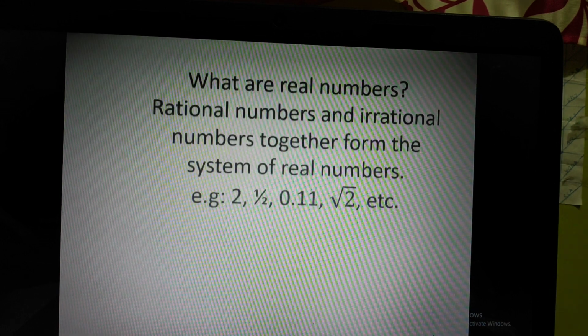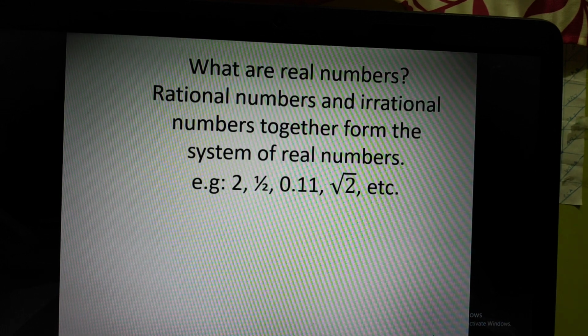What are real numbers? Dear students, they are the rational numbers or irrational numbers. Rational numbers and irrational numbers together form the system of real numbers. Some of the examples are given here: 2, 1 by 2, 0.11, square root of 2, etc. So these are all real numbers.